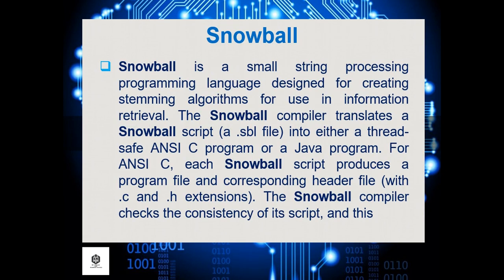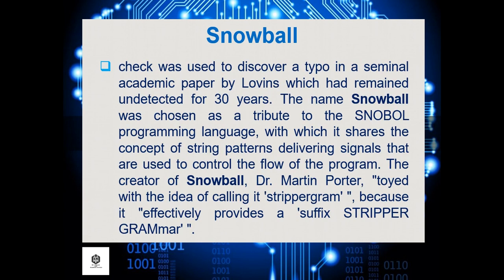Snowball. Snowball is a small string processing programming language designed for creating stemming algorithms for use in information retrieval. The Snowball compiler translates a Snowball script, a .sbl file, into either a thread-safe ANSI C program or a Java program. For ANSI C, each Snowball script produces a program file and corresponding header file with .c and .h extensions. The Snowball compiler checks the consistency of its script, and this check was used to discover a typo in a seminal academic paper by Lovins, which had remained undetected for 30 years.